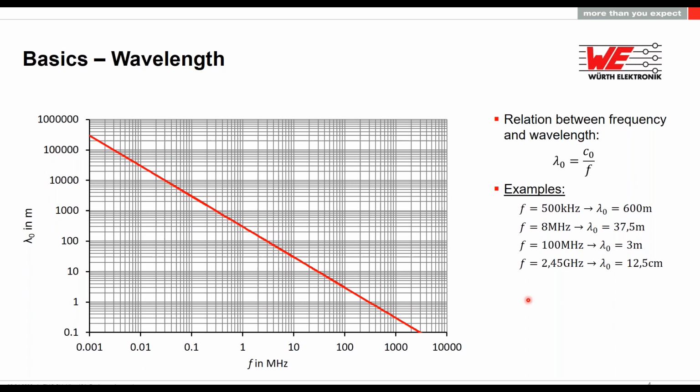Here we have some examples of calculations. For example, for the Wi-Fi frequency, we can see that the wavelength is around 12.5 centimeters. This equation is really useful because we can use it for a rule of thumb that I will explain afterwards in order to prevent future problems.